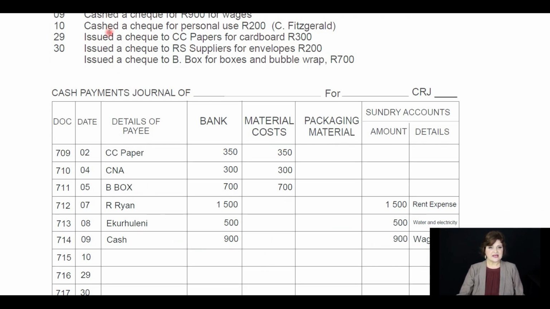Next, on the 10th, cashed another check for personal use, 200 Rand. So now we know that the two accounts are bank and drawings. Now we have to cash a check again. So what will the details be on the check? And the details of the payee? You're right, cash. All right, so this is on the 10th, check number 715. The amount is for 200 Rand.